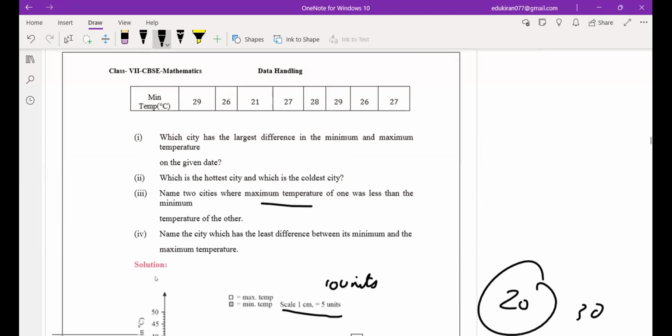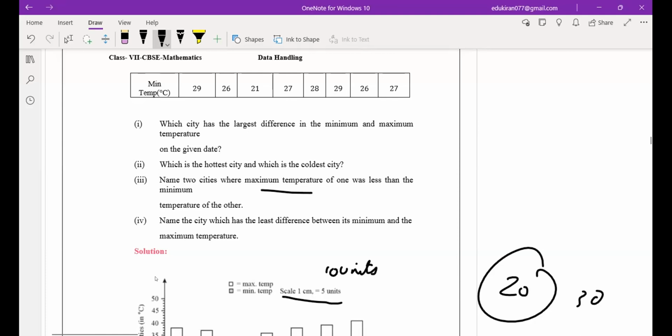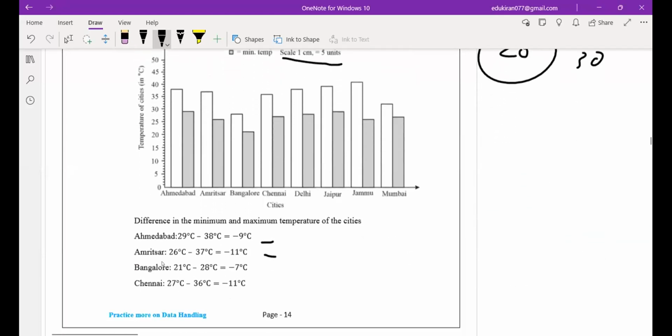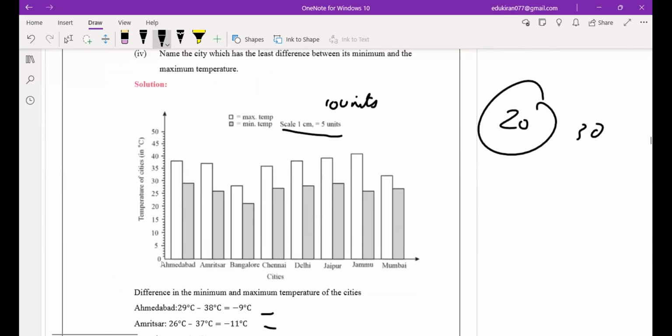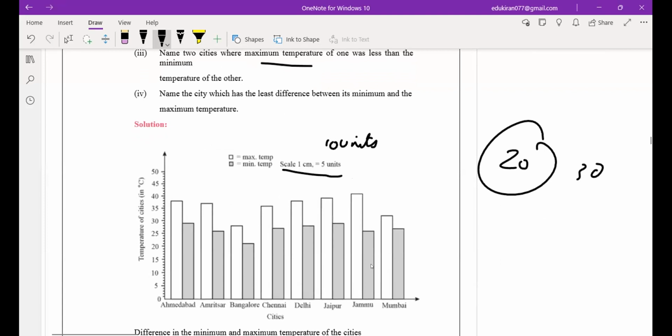So now, first: which city has the largest difference in the minimum and maximum temperature? Ma'am, Jammu. Jammu and Bangalore? You have to tell me only one city which has the highest difference. So the only largest difference between maximum and minimum is in Jammu, right?